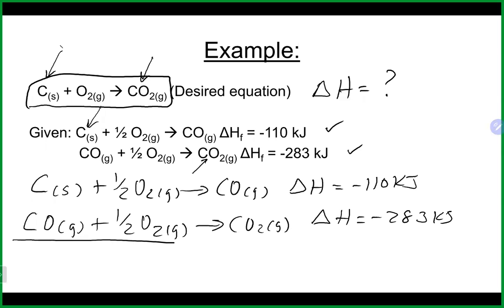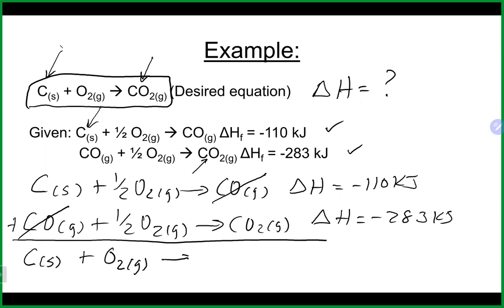Now, if I did this correctly, when I add these equations together, I should end up with the equation I'm looking for. So the CO on the left and the CO on the right will cancel each other out, and that's everything that will cancel. That will leave me a carbon plus a half of O2, and another half of O2 gives me 1 O2, and that gives me CO2.